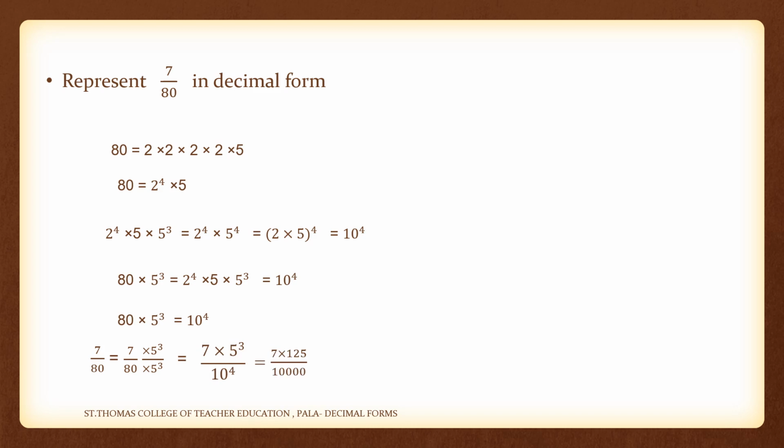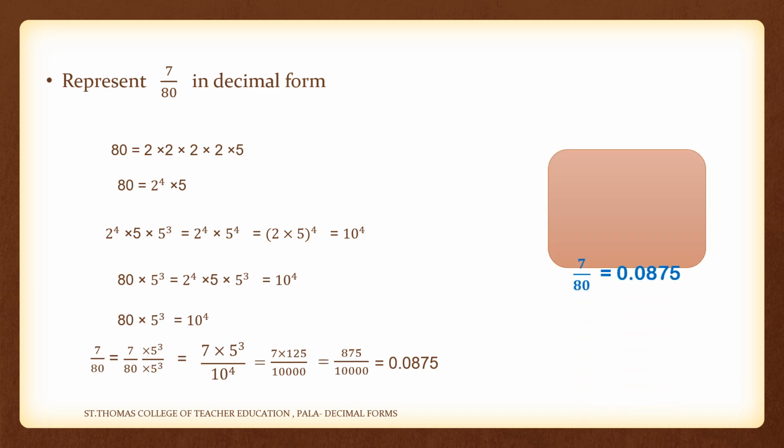and this is equivalent to 7 into 125 by 10,000, which is equivalent to 875 by 10,000, and we all know the decimal form of this as 0.0875. So the decimal form of 7 by 80 is 0.0875.